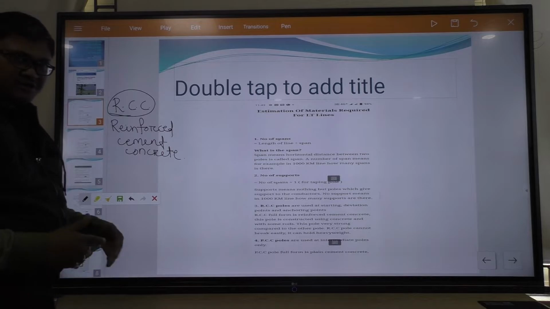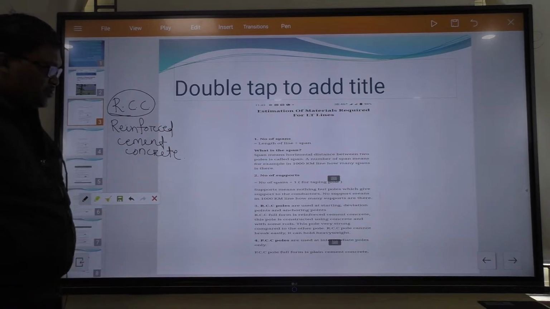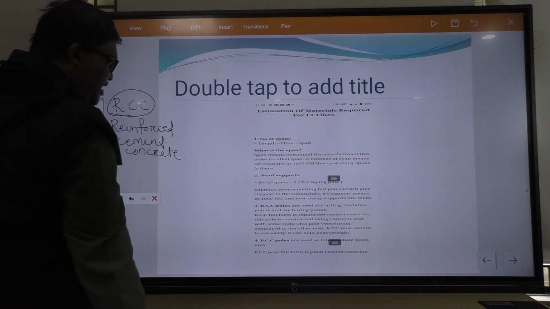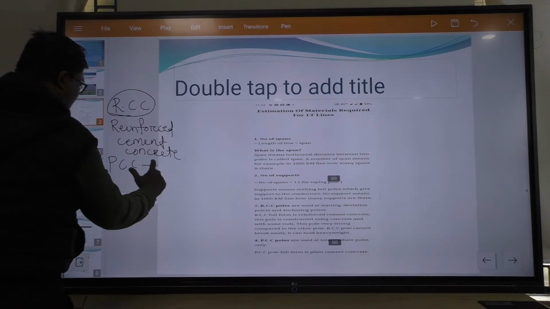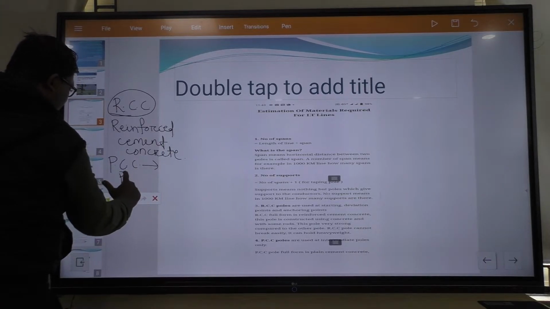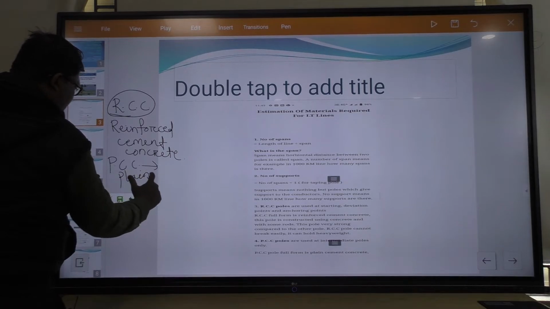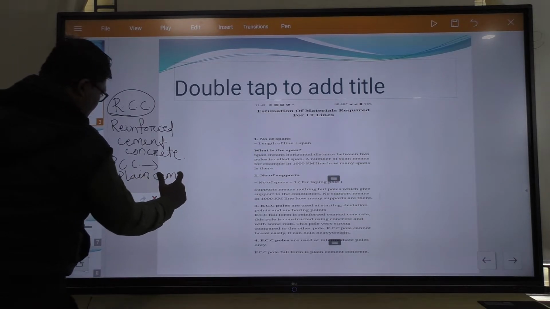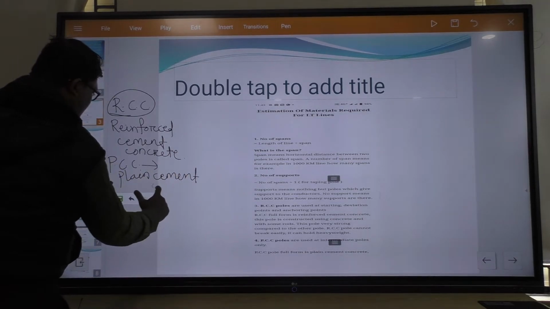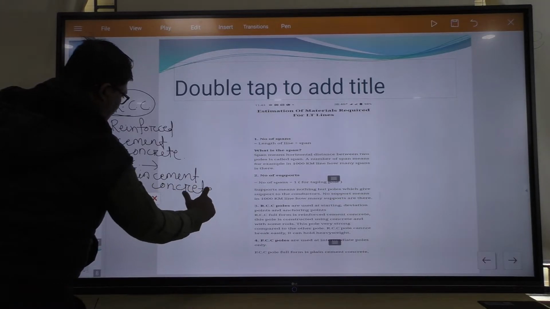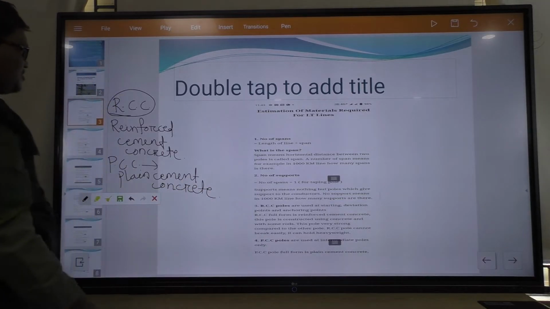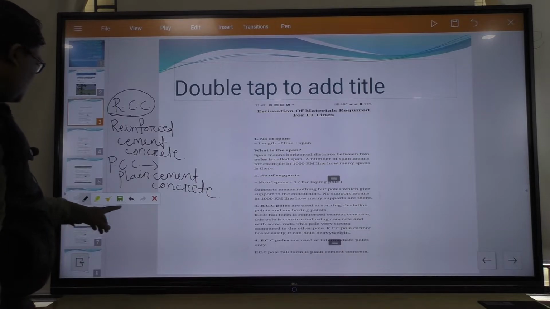And after that, the other poles are PCC poles, that is, plain cement concrete. Others are plain cement concrete poles.